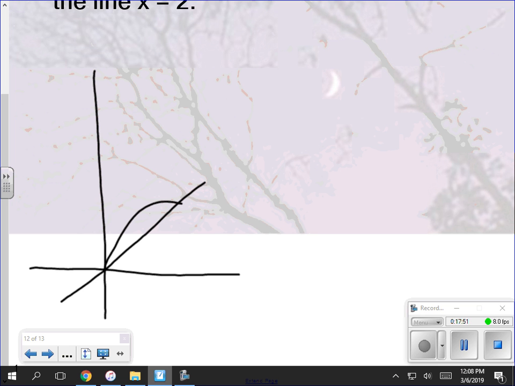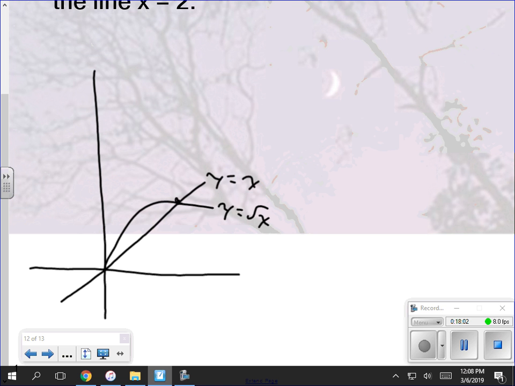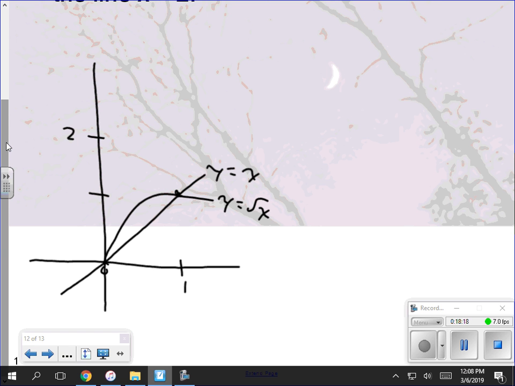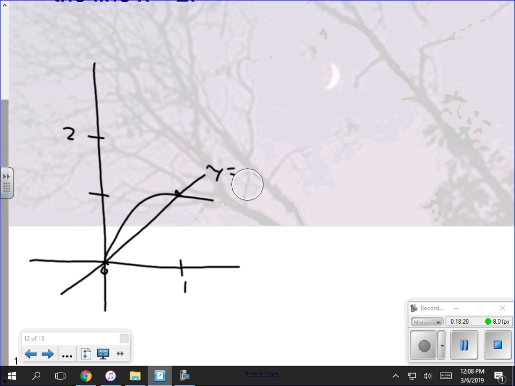So there are my two curves, approximately. Y equals x, y equals the square root of x, where they cross at (1, 1) and at (0, 0). Our boundary of rotation is the line x equals 2. So there's 1. I'm actually going to erase these to get them out of the way. There's my boundary of rotation.